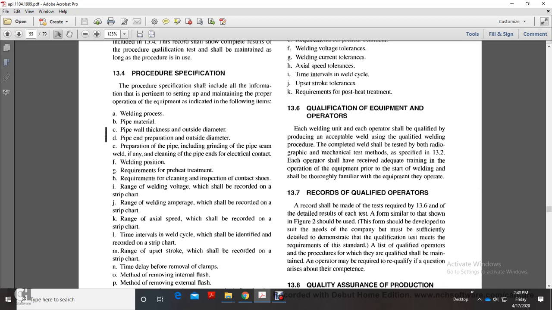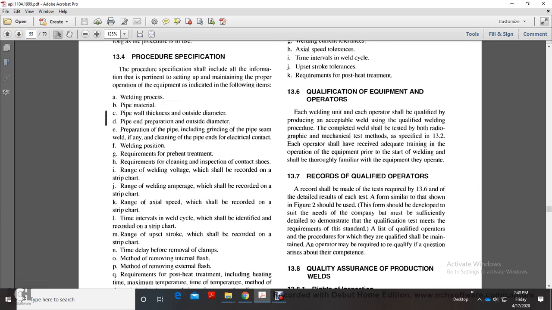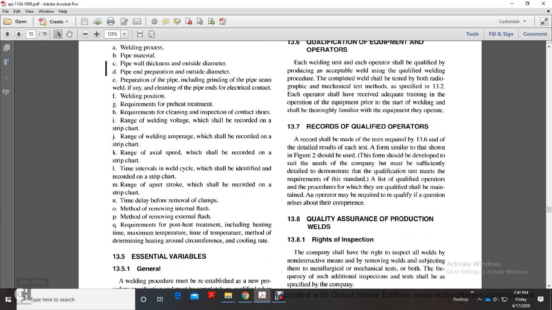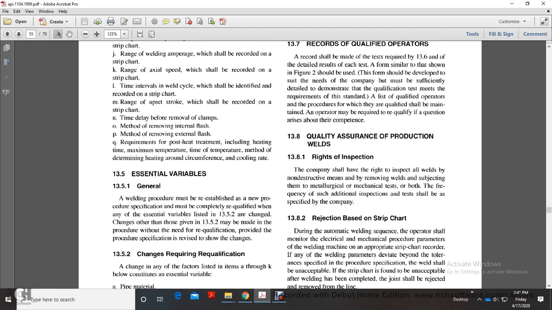Range of welding voltage shall be recorded on the strip chart, range of welding amperage shall be recorded on the strip chart, range of axle speed shall be recorded on the strip chart, type of manual weld cycle shall include range of strip chart, range of the upset stroke recorded on the strip chart, time delay before removal of the clamps, method of removing the internal flash, method of removing the external flash, requirements of post weld heat treatment including heating, maximum temperature, time, temperature, method of determining heating and cooling rate.